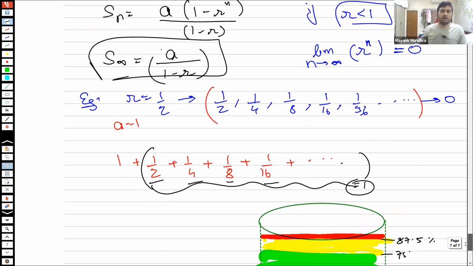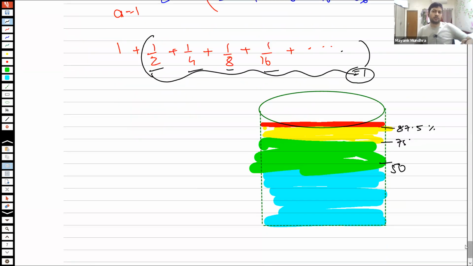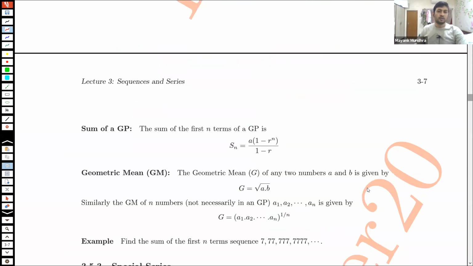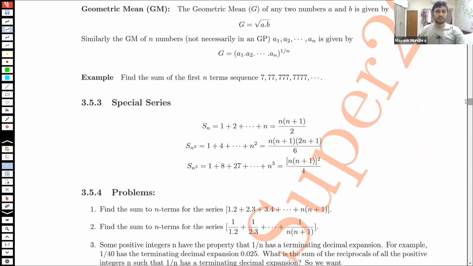Okay, so that's how you can maybe relate to it. Why even if this goes on till infinity, the sum is never actually even greater than 1. Okay, so that's infinite geometric progressions.